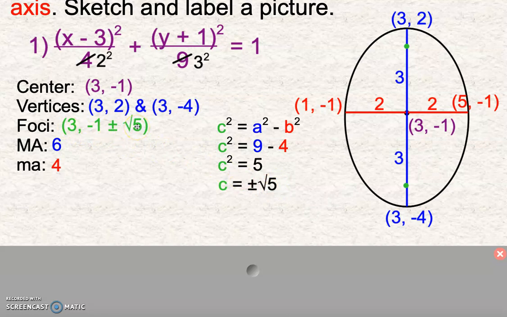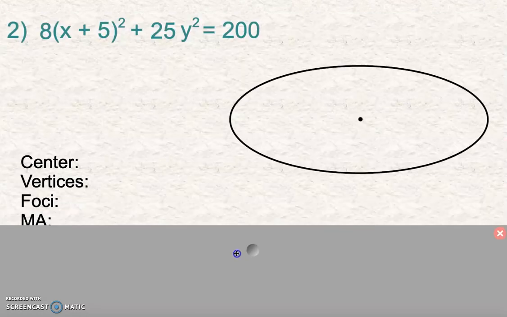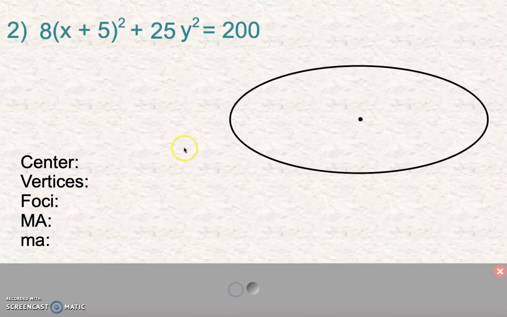Whew, well, that was pretty good. Let's see how you do with a problem similar to this. So problem number 2 looks like this. Oh, look at that.